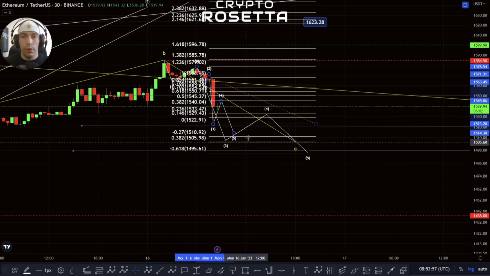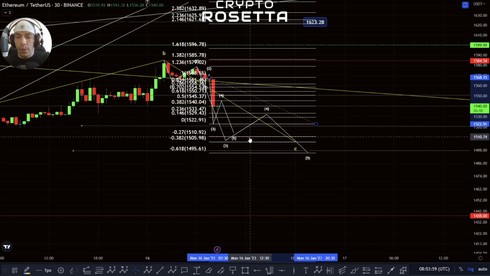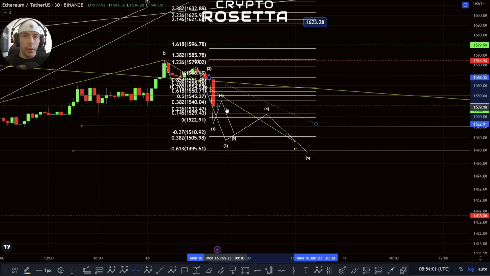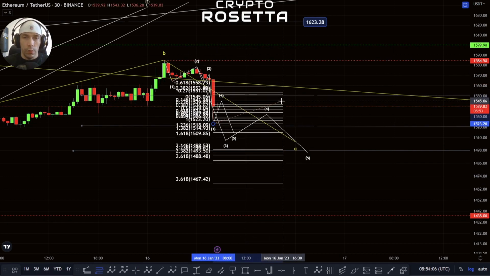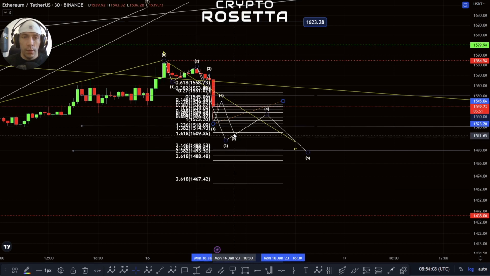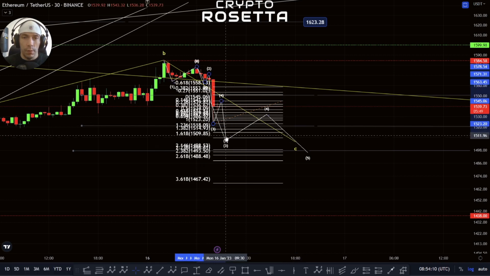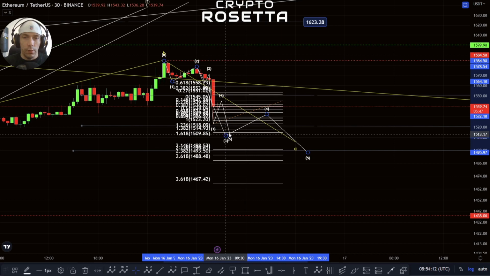So if we do get this to play out, what we'd be looking for is a move down towards this zone here of this 1518 to this 1519, and then that would basically look to complete this third wave in my opinion.